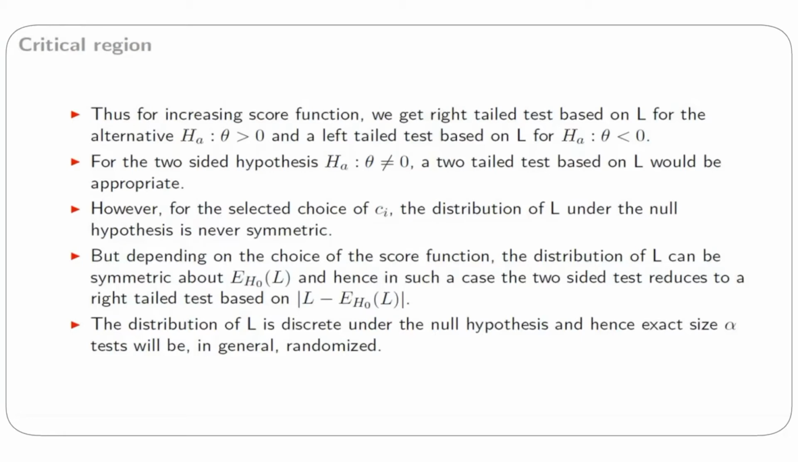However, for the selected choice of Ci, the distribution of L under the null hypothesis is never symmetric. But depending on the choice of the score function, the distribution of L can be symmetric about the expected value of L under the null hypothesis. And hence, in such a case, the two-sided test reduces to a right tail test based on the absolute value of L minus expected value of L under H0. The distribution of L is clearly discrete under the null hypothesis, and hence exact size alpha tests will in general be randomized.